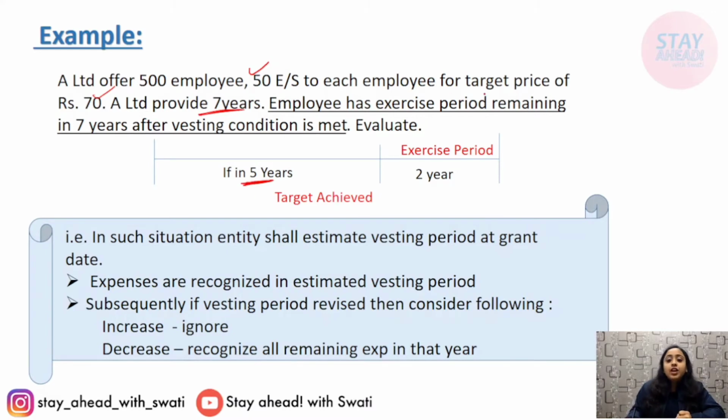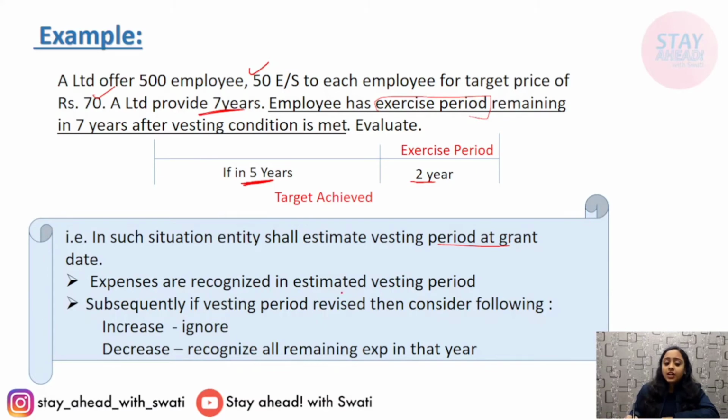So as soon as the condition gets completed, for example, the condition got completed in 5 years. For example, you met the target price of 70 in 5 years. The remaining 2 years will be considered as the exercise period. As soon as the condition gets completed, the vesting period gets over and the exercise period starts, during which the right of the employee arises to exercise such option. In such a situation, the entity shall estimate the vesting period at grant date.